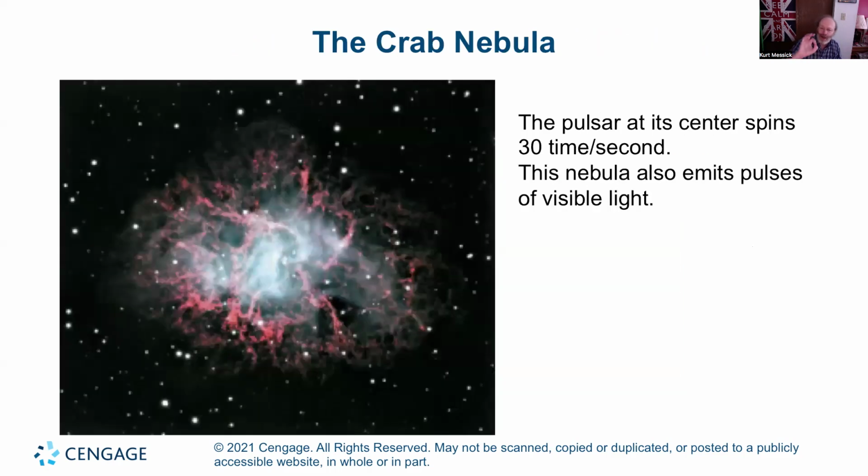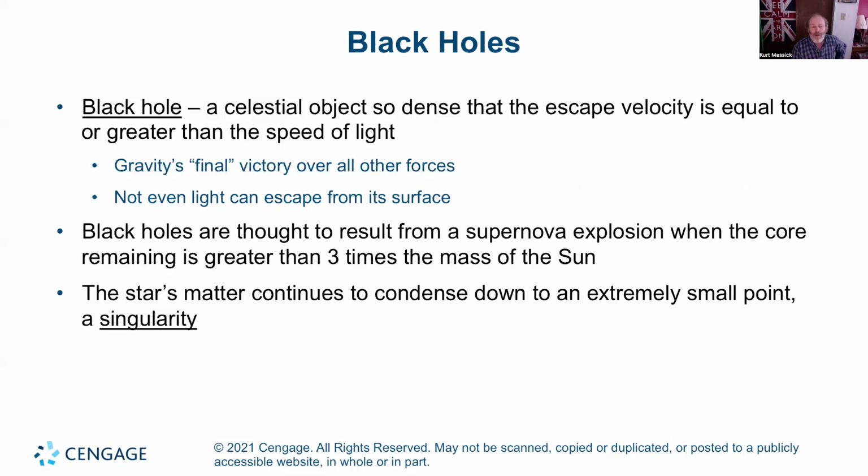The Crab Nebula has at the very center of it a pulsar that spins around 30 times a second and emits a pulse. When we first saw it, we thought we had discovered cosmic GPS, and we thought this was a signal from an extraterrestrial intelligence.